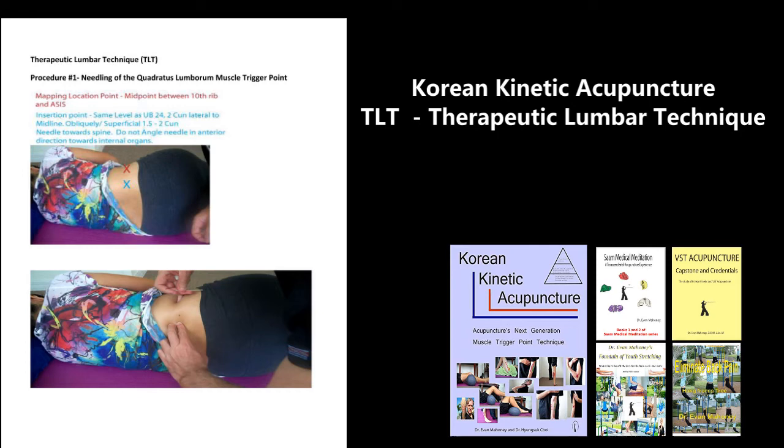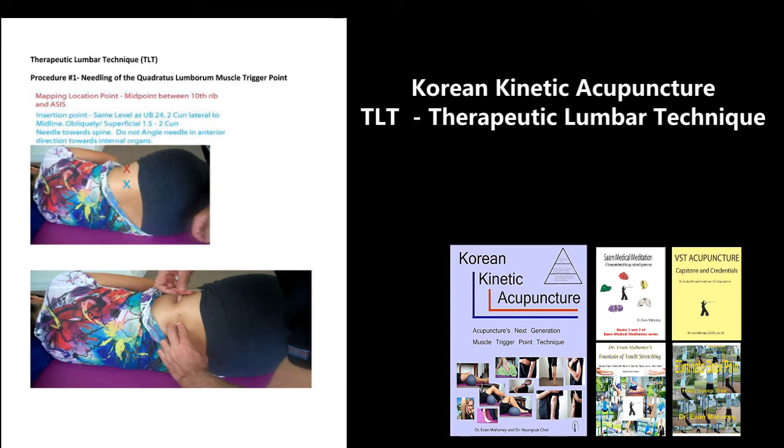That on my right hand, I'm finding that point, and then with my left hand, I run my two fingers down until we come to the quadratus lumborum and oblique muscles. So where you find the ridge of those muscles, which is about 1.5, 2 chun away lateral to the spine, that's going to be where we insert the needle. The insertion point is the same point as UB24, 2 chun lateral to the midline. This is an oblique, superficial, or perpendicular insertion, and we can go 1.5 to 2 chun.